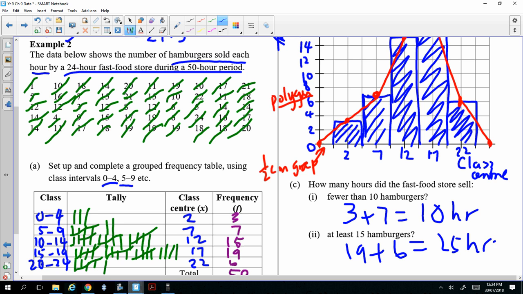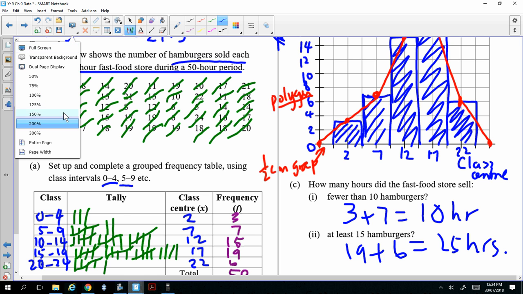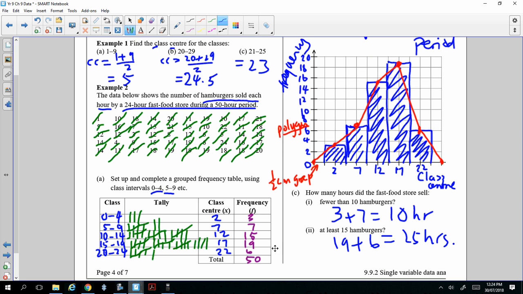Alright, you can start the exercise from the textbook. Because there are 3 hours with between 0 and 4 hamburgers. 7 hours, between 5 to 9 hamburgers. No, not the number of hours. Oh, it is. That's the number of hamburgers sold each hour. Then there are 50 hours, 50 frequency. Yeah. Yep.